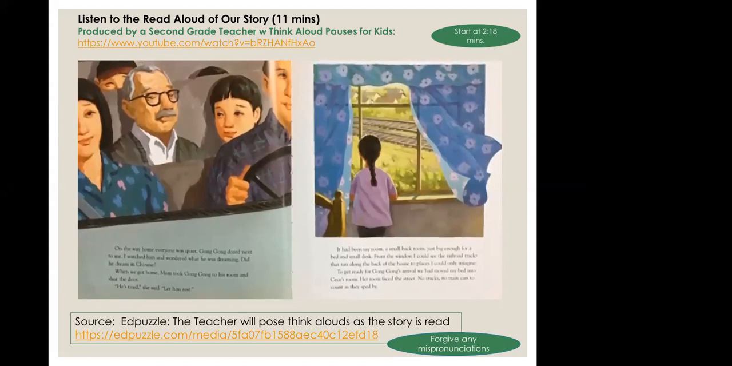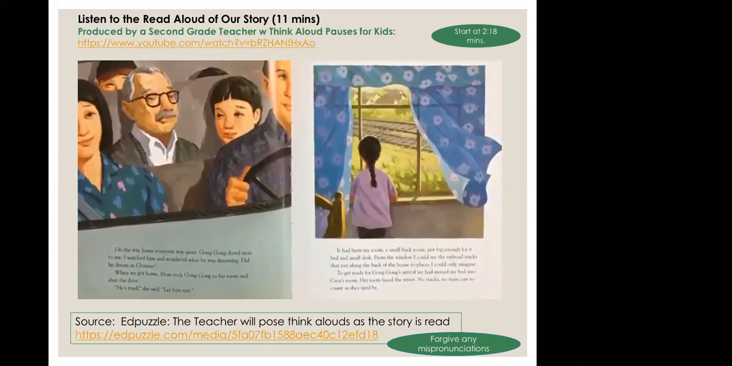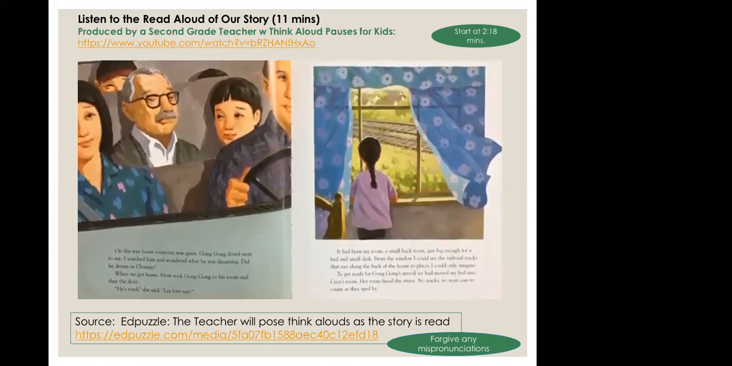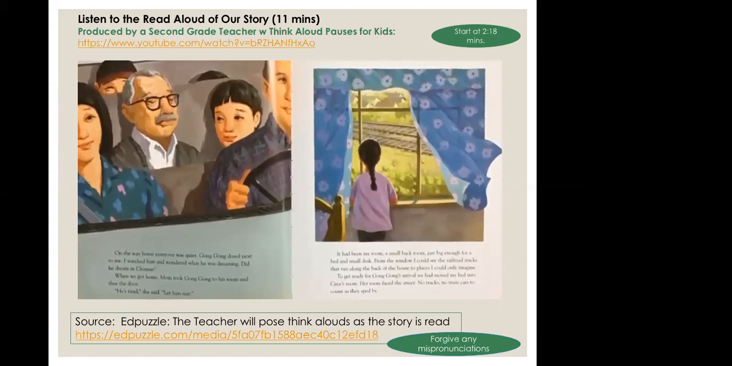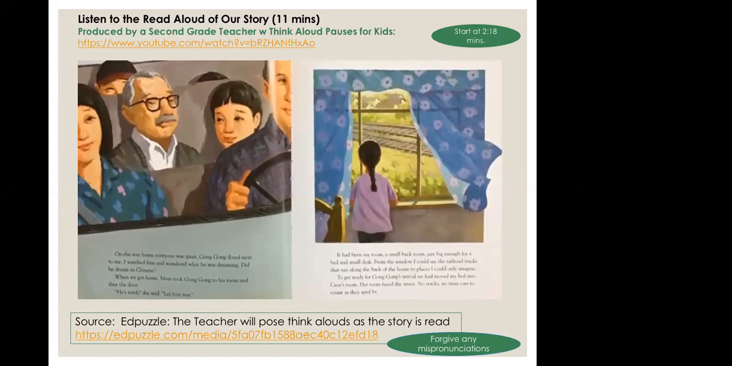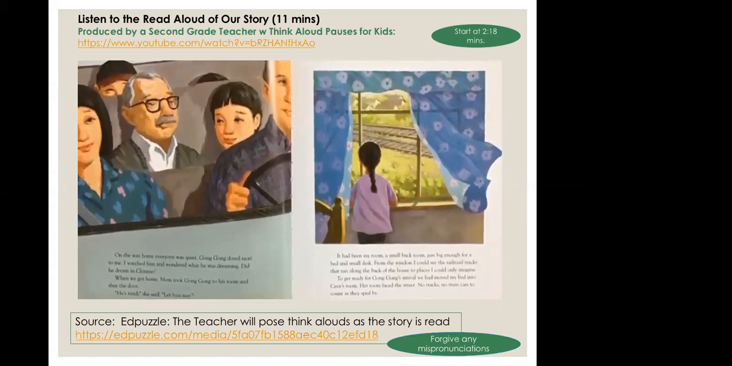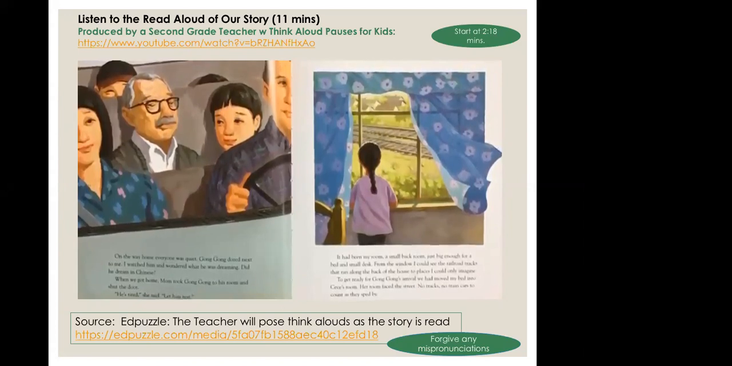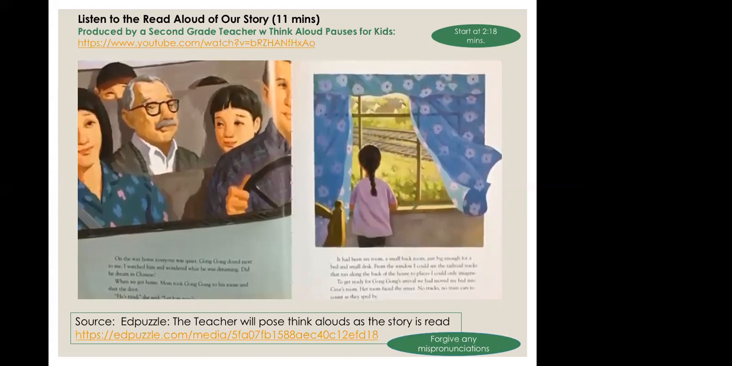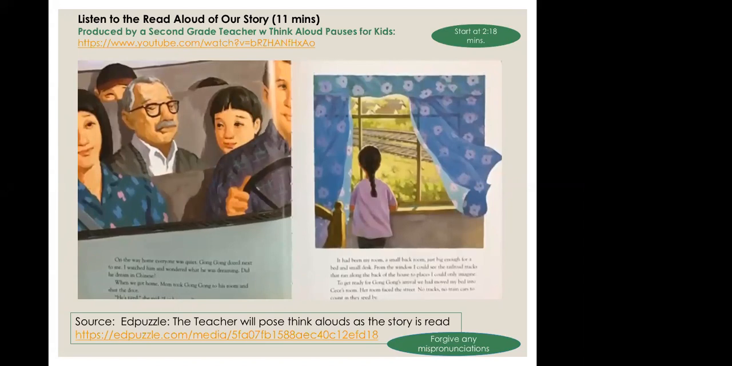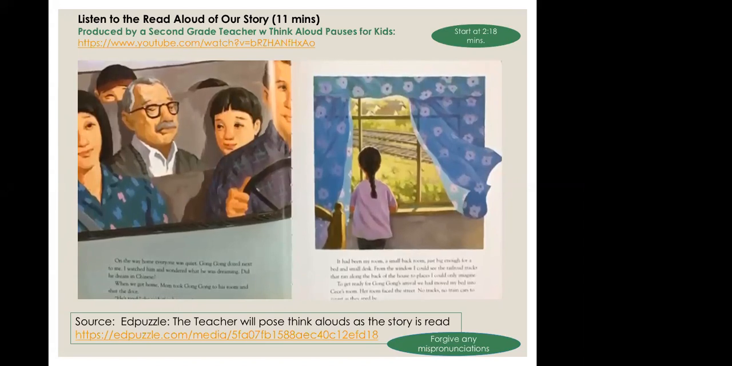It had been my room. A small back room just big enough for a bed and small desk. From the window, I could see the railroad tracks that ran along the back of the house to places I could only imagine. To get ready for Gong Gong's arrival, we had moved my bed into Cece's room. Her room faced the street. No tracks, no train cars to count as they sped by.